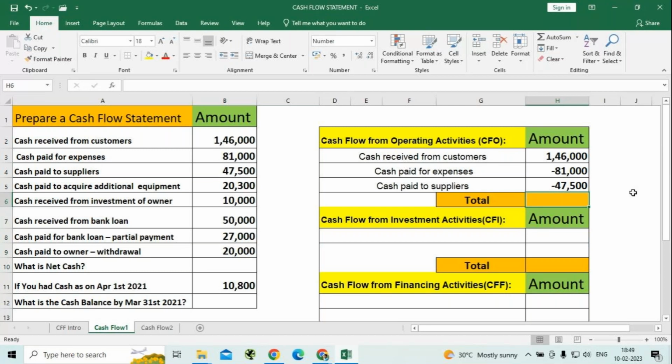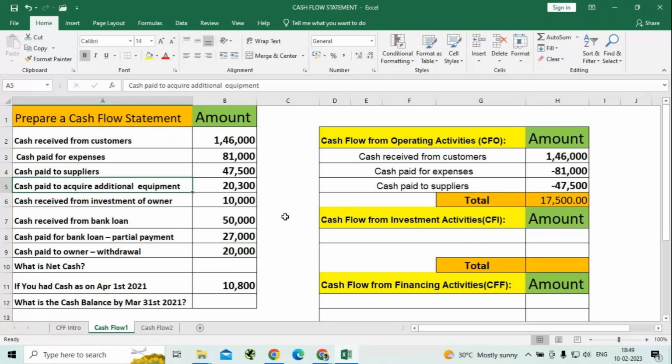So now we are going to sum it up here. So equals to sum of. So the value now, total of cash flow from operating activities, we have 17,500.